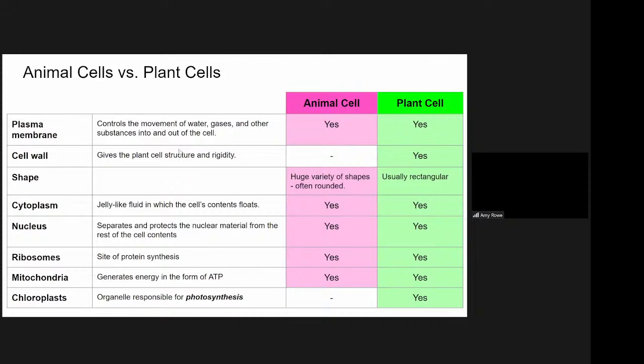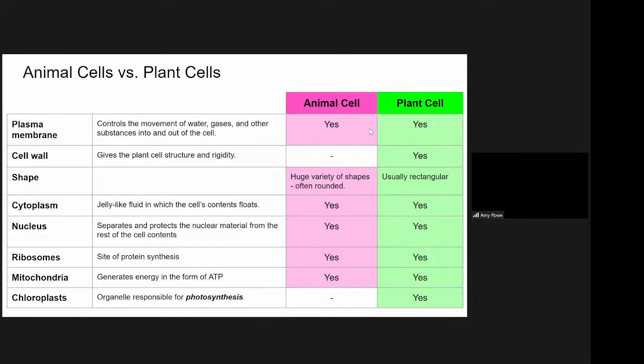Because they don't have a cell wall, animal cells can be a huge variety of shapes, and they're often quite rounded, whereas plant cells can often be quite rectangular in shape because of the cell wall that gives them that shape. In both the animal cell and the plant cell, we know that they've got cytoplasm within their plasma membrane. This is the jelly-like fluid in which all the other organelles float about.